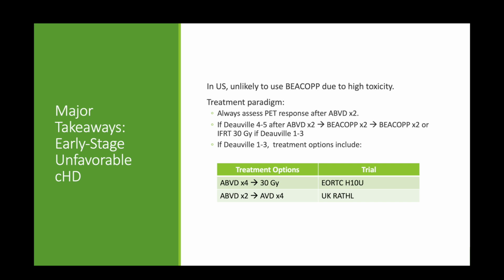The radiation, the biggest differences to keep in mind: with early stage favorable, remember ABVD times 2 followed by 20 gray, as per the Germans, or ABVD times 3 followed by 30 gray as per the EORTC. That was kind of the standard treatment paradigm for favorable. And then for unfavorable, it's ABVD times 4 followed by 30 gray.